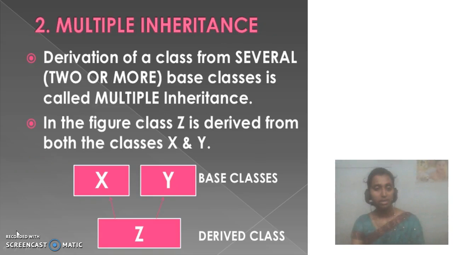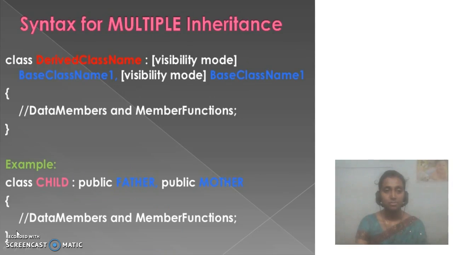Then multiple inheritance. It's nothing but deriving a new class from 2 or more classes. So Z is the derived class. It is derived from X and Y base classes. So syntax. Class, derived class name with colon, and after that visibility mode, base class name 1, after that visibility mode, base class 2. Here child is the derived class which is derived from father and mother base classes.